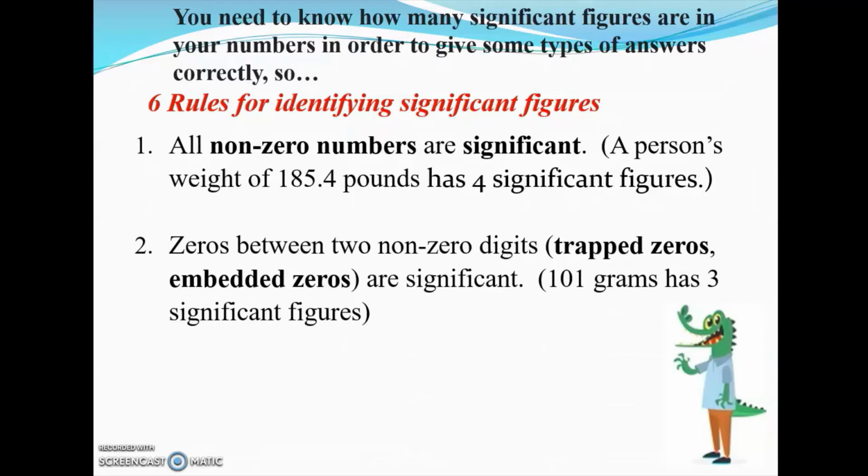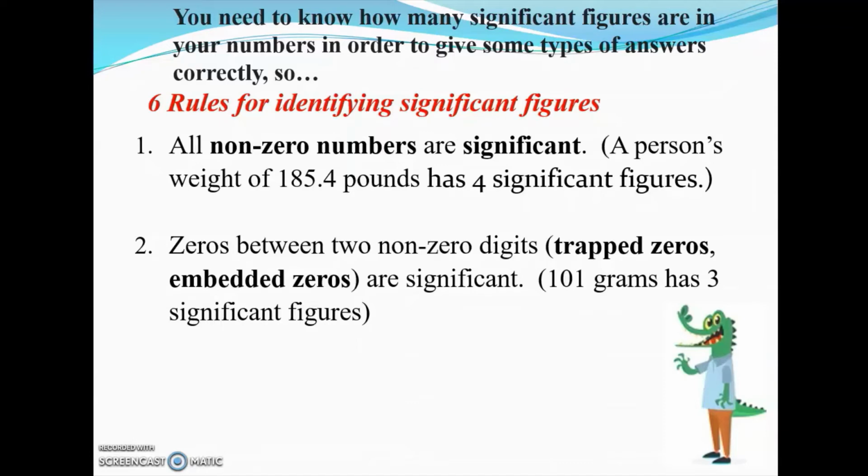All right, zeros between 2 non-zero digits, called trap zeros or sometimes called embedded zeros, are significant. If something weighs 101 grams, that zero means something. That's not there just as a placeholder. That is the actual digit. There's kind of an empty value there. So 101 grams has 3 significant figures because it has that trap zero in it.